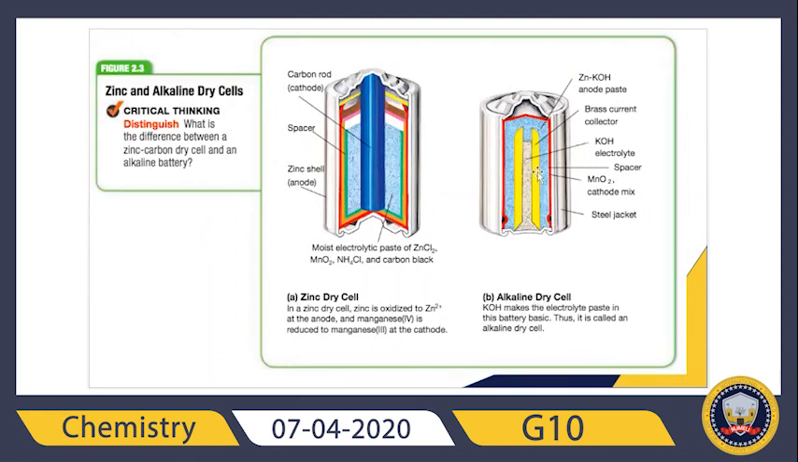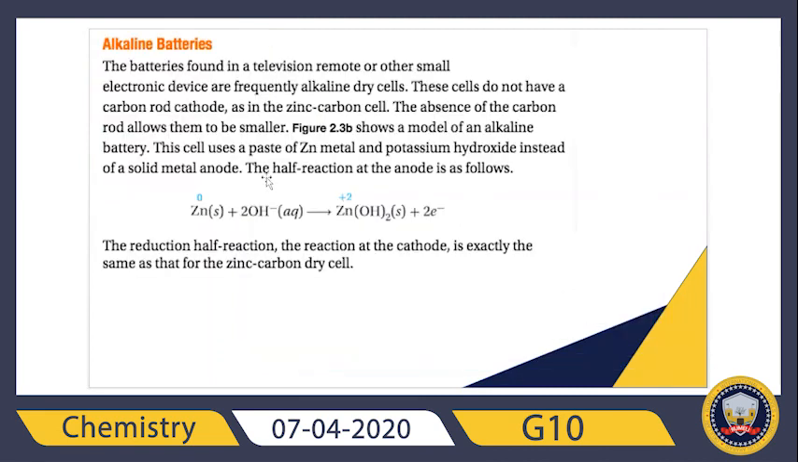See the alkaline dry cell. The cell uses a paste of Zn metal and potassium hydroxide instead of a solid metal anode. You see here the half reaction, from 0 to +2. This is the oxidation half reaction; you can see the loss of electrons, from Zn0 to Zn2+.